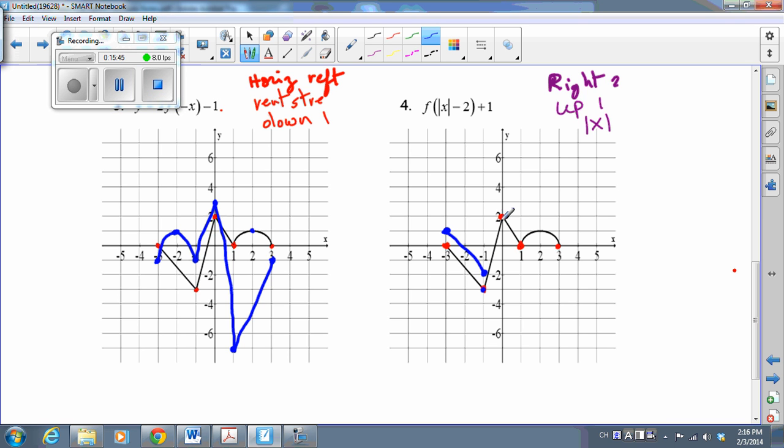I'll keep going. This time I'll put 0. F of 0 is 2. If I plug in 0, I get to negative 2. Well, it's not quite a point that I can manipulate, but that's okay. If I put 0, I get f of negative 2. Well, f of negative 2 seems to be at 1.5. 1.5 plus 1 is about 2.5. So 0 will be about 2.5. Now, somewhere here.